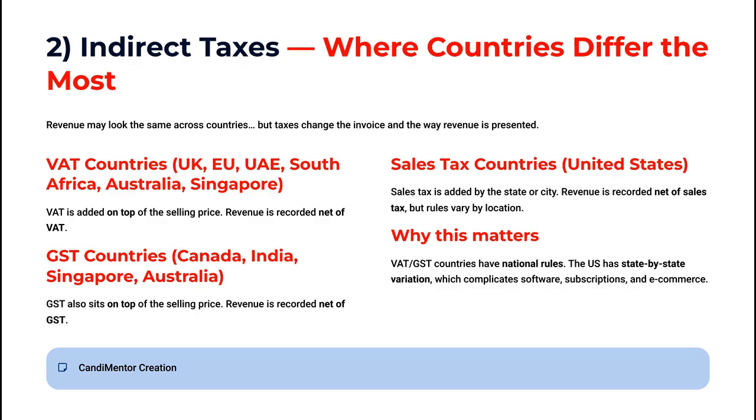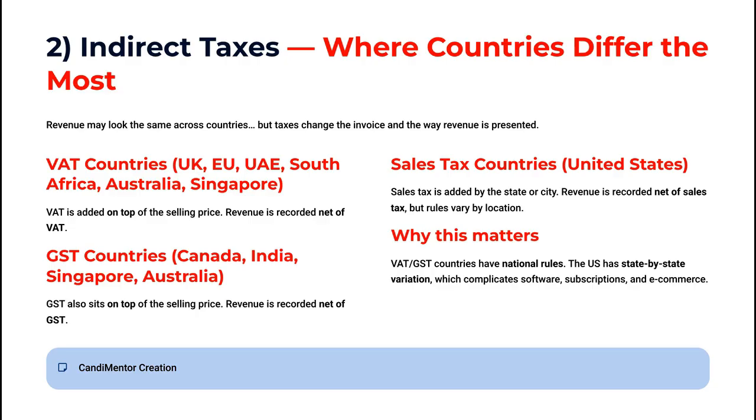Indirect taxes, where countries differ the most. Revenue may look the same across countries, but taxes change the invoice and the way revenue is presented. VAT countries: UK, EU, UAE, South Africa, Australia, Singapore. VAT is added on top of the selling price. Revenue is recorded net of VAT.